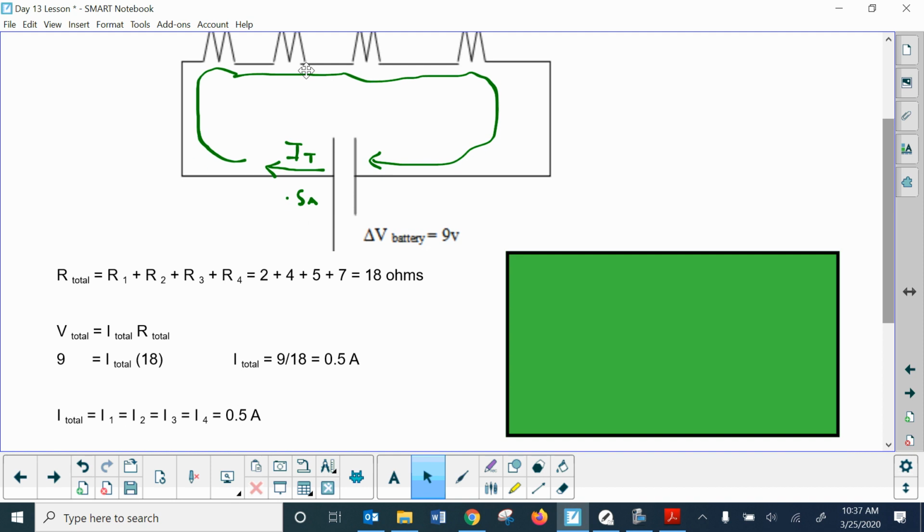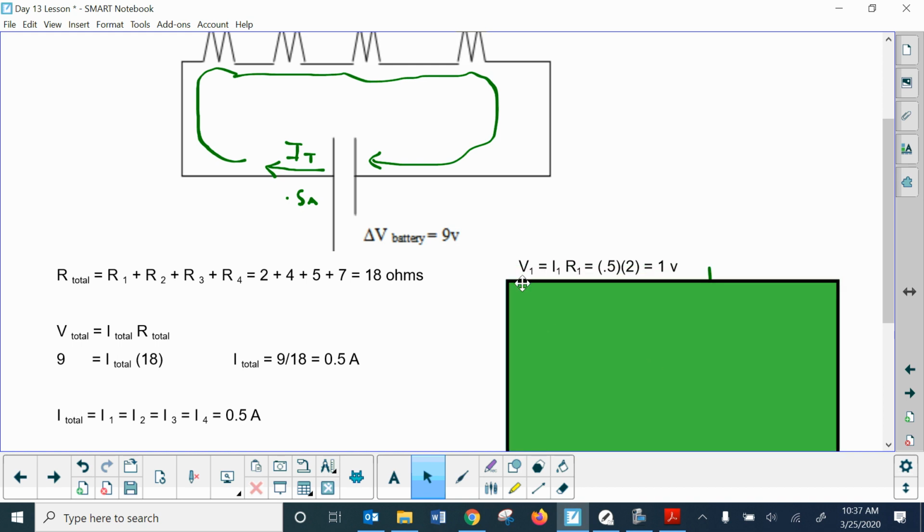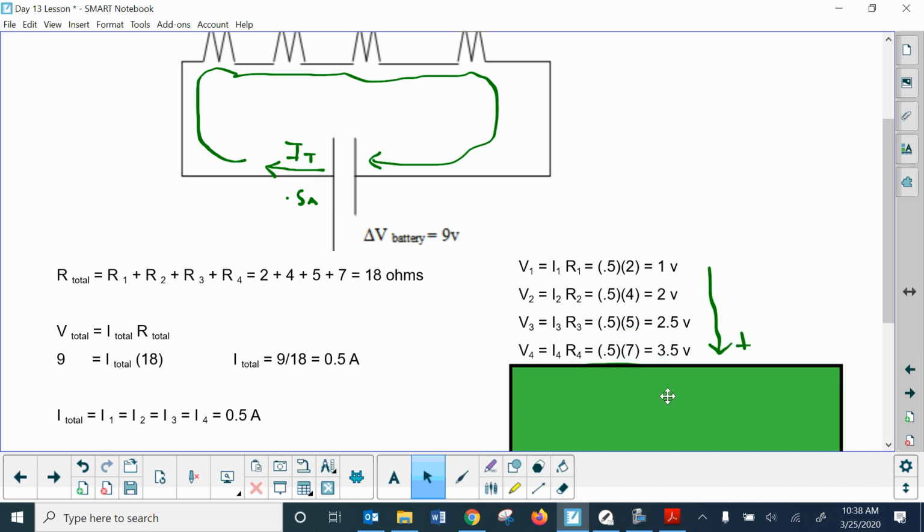And then you know the current and the resistance for each piece, so the voltage isn't that hard to calculate. You're just going to use Ohm's law again for each individual voltage. So for the first one, we do V1 equals I1 R1. So I1 is 0.5 because that's the current that goes through. And then R1 was 2 ohms. So we take a half of 2 and you get 1 volt. So you keep repeating this process for the different values. For I2 and R2, you get 2 volts because it's 0.5 times 4. For 3, and then for 4. So those are the individual voltages across each piece.